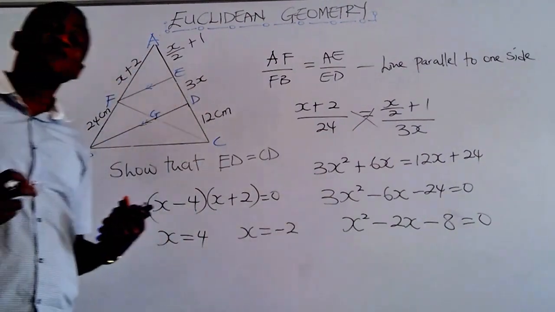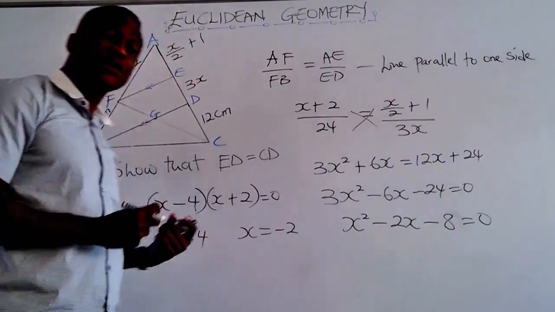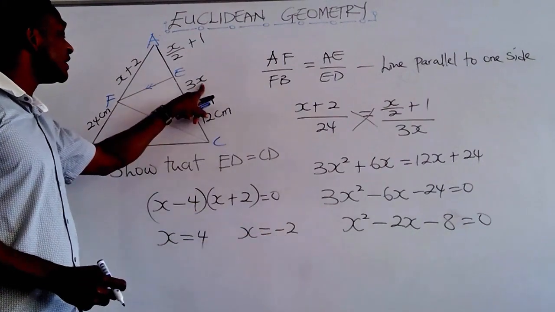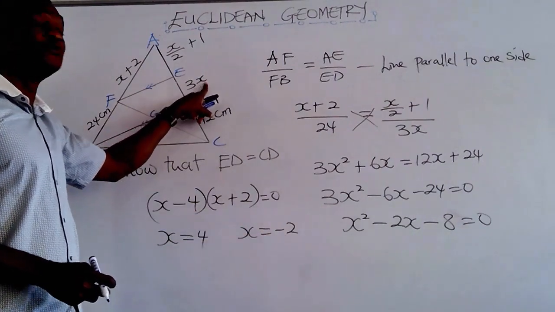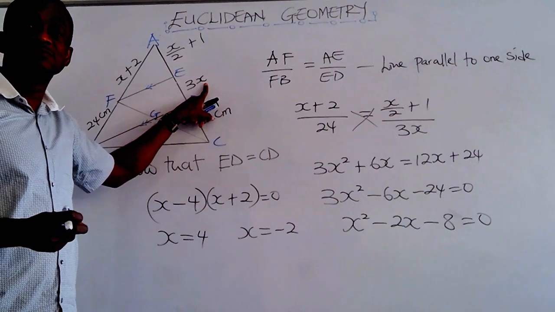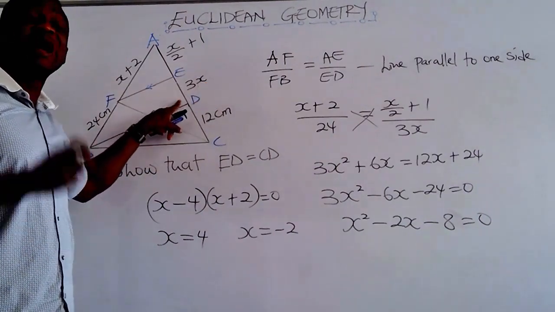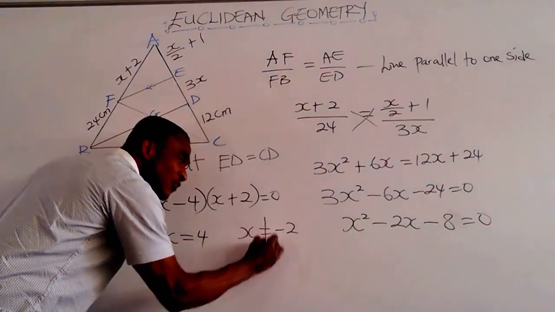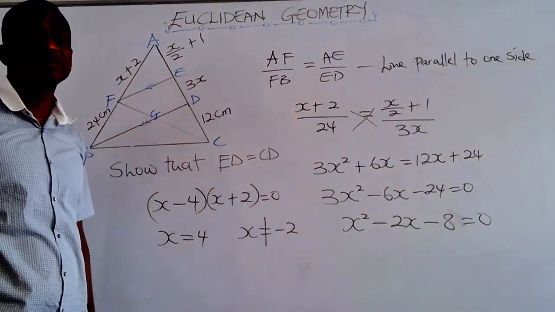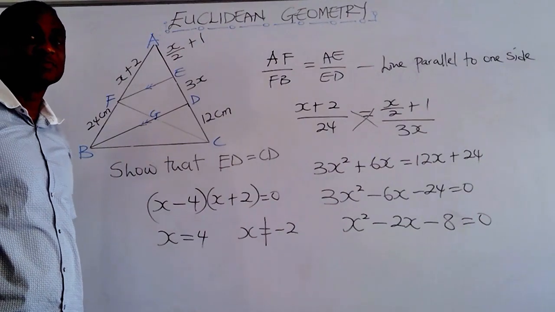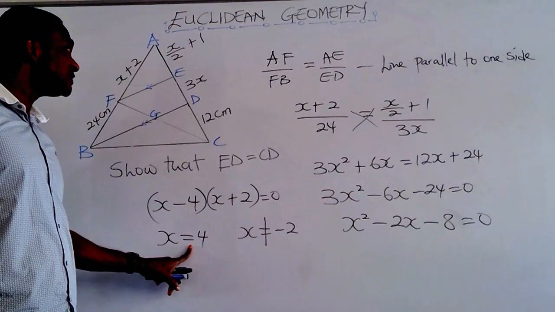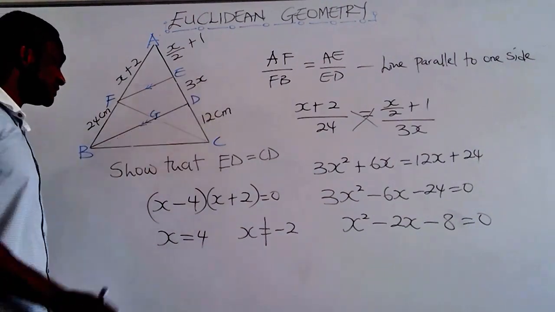We only need one value of x here, so we have to do our critical check. If we plug in negative 2 for x here, we have 3 times negative 2, which is negative 6. ED is a length, and a length cannot have a negative value. So we have to reject that. X cannot be negative 2, x can only be 4.